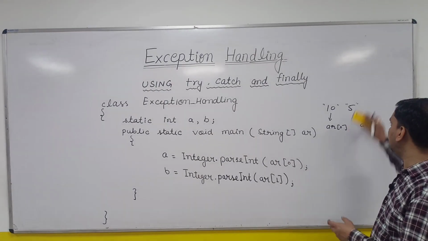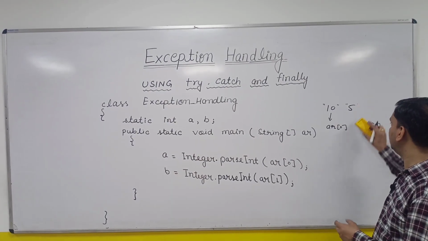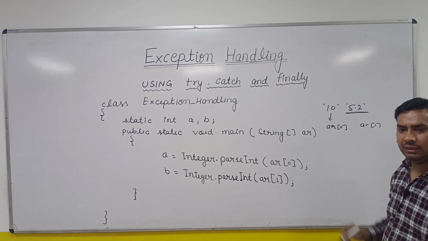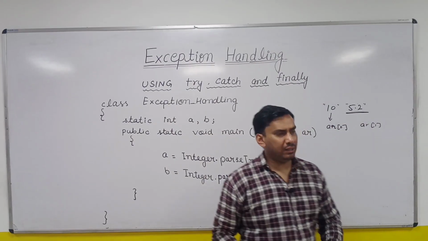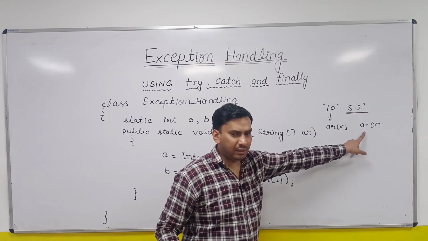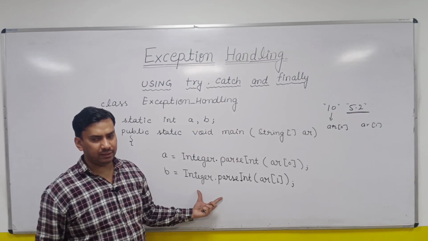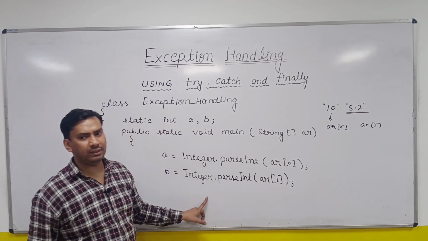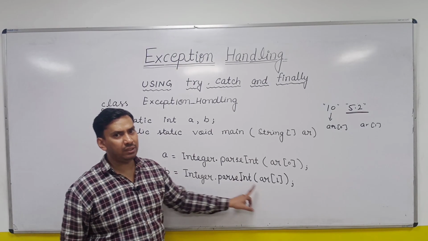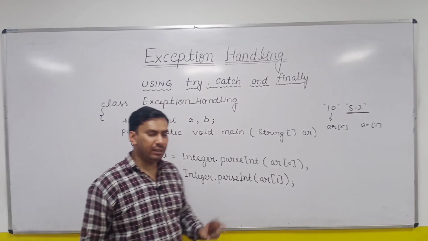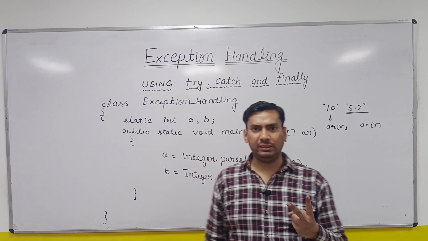Number format exception will occur. Let's say I am passing here some value 5.2. So 5.2 is a double type of value. It will be passed here in AR1, and in the AR1 I am trying to convert into the int. So 5.2 cannot be converted into int. It will give you number format exception.